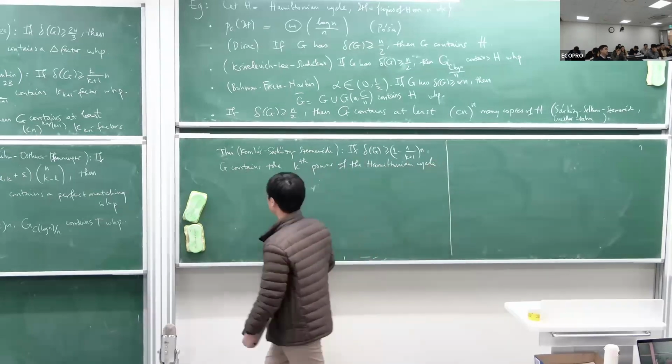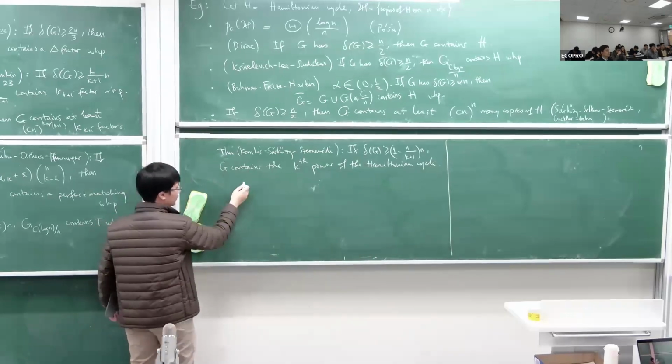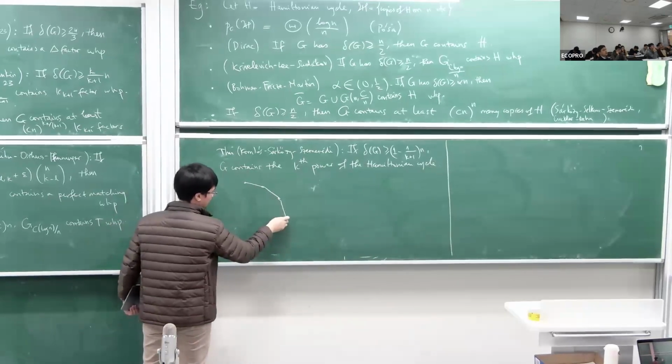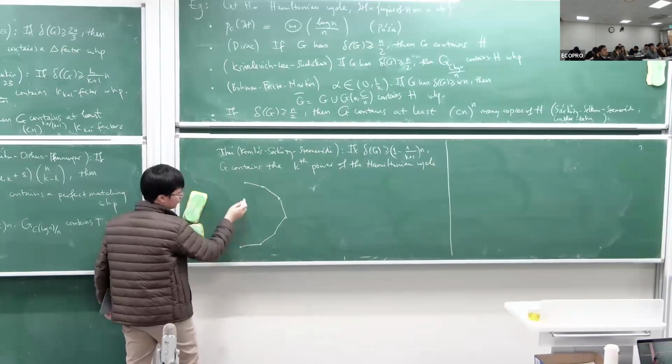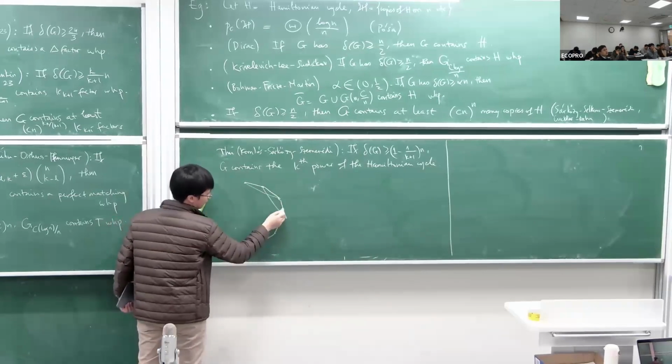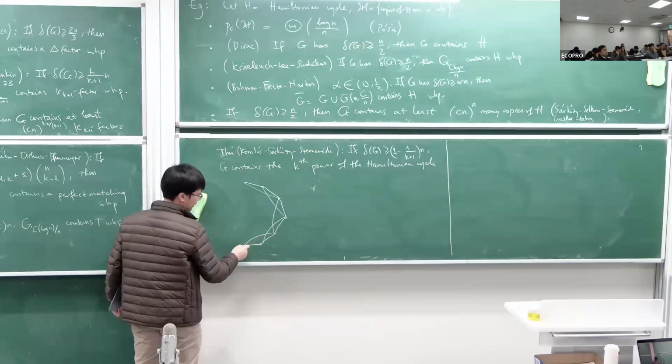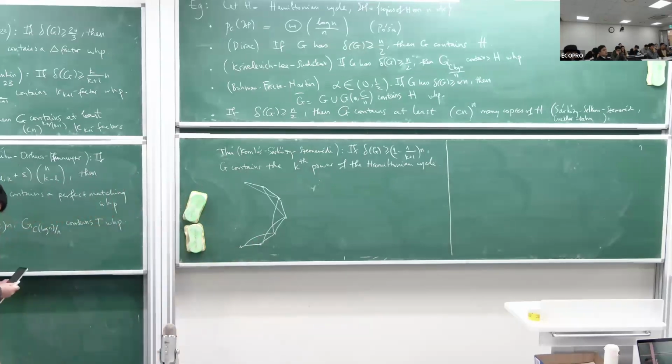So again, let's just draw the 2nd power of the Hamiltonian cycle. You have the usual Hamiltonian cycle, and you also add in edges between every pair of vertices that are at distance at most 2 on the cycle.